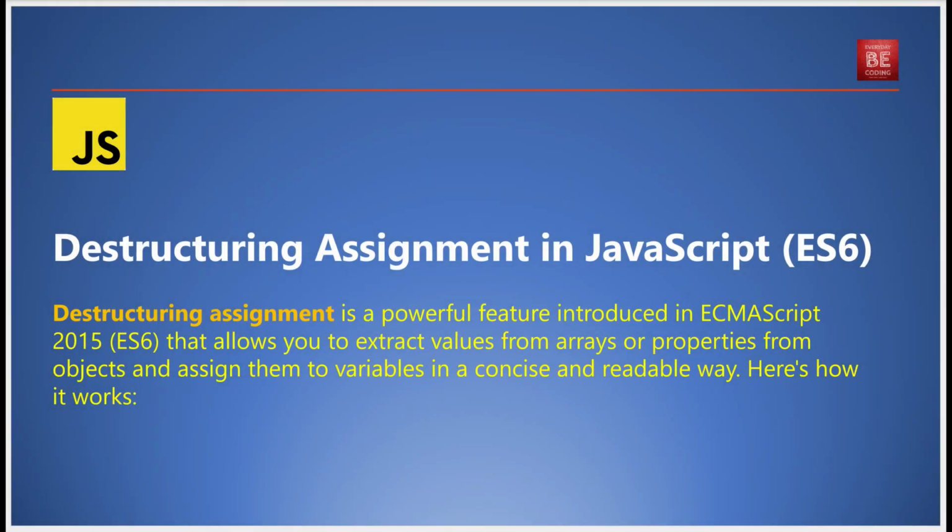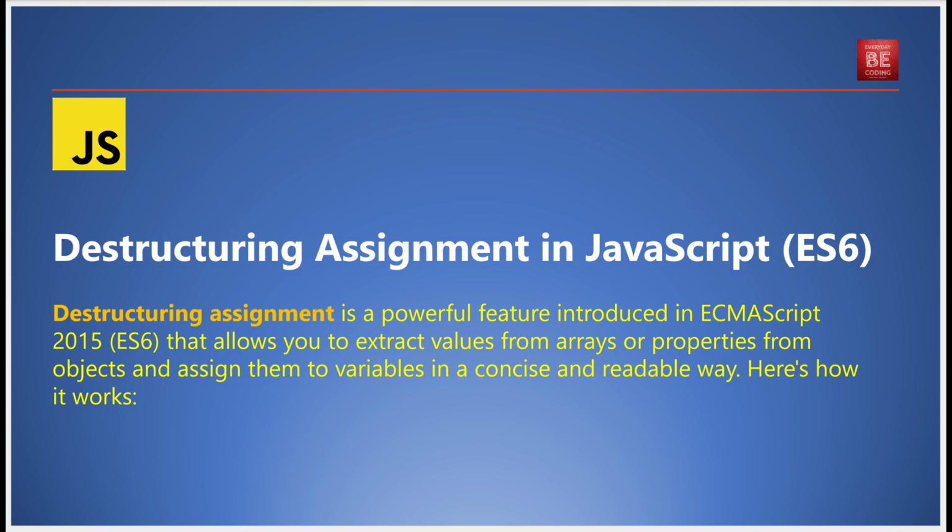Ever wondered how to make your JavaScript code more concise and readable? Destructuring assignment is a powerful feature introduced in ECMAScript 2015, also known as ES6, that allows you to extract values from arrays or properties from objects and assign them to variables. This makes your code more streamlined and, quite frankly, easier to understand.